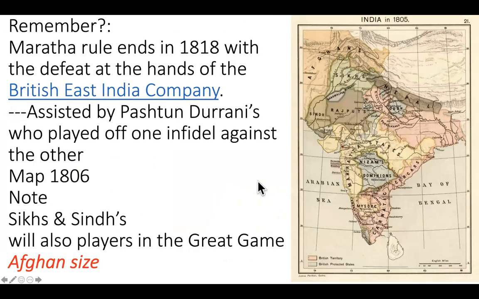So I showed a slide when we were doing the Marathas last time, I took the liberty of going all the way to the end of the Maratha power. And that happened in 1818. So not only did the Brits eventually apply the coup de grace to the Mughals, they have put the coup de grace to the Hindus as well. They were an equal opportunity coup administrator. And they inadvertently assisted the Pashtun Durranis expand by removing both the Marathas and weakening the Mughals. And so the Pashtuns played one infidel off against the other.